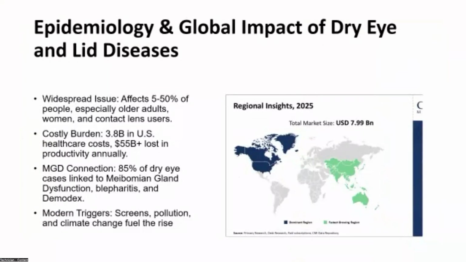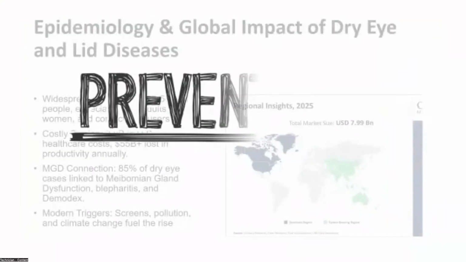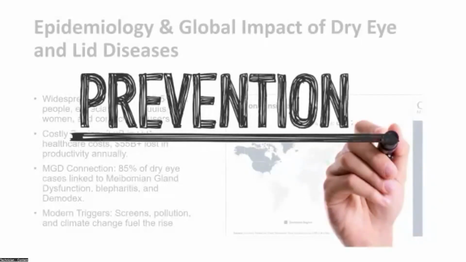Okay, so why is it important? Basically, dry eye is so common, millions of people. It is such a financial burden, about 3.8 billion in US healthcare costs and 55 billion lost in productivity annually from dry eye. So this is huge. 85% of dry eye cases are linked to MGD as the evaporative component. And modern triggers would be screens, pollution, climate change. Basically, we're seeing a ton of screen use now. So I think one of the most important aspects of dry eye is prevention today.